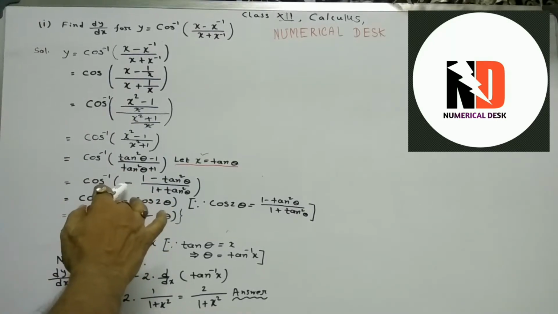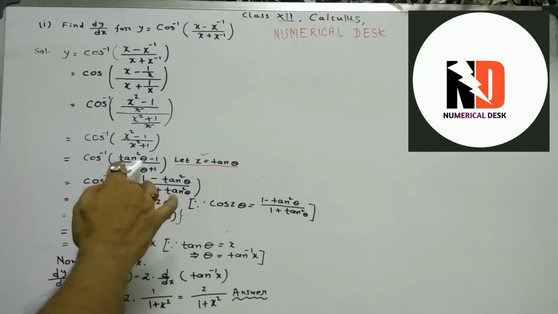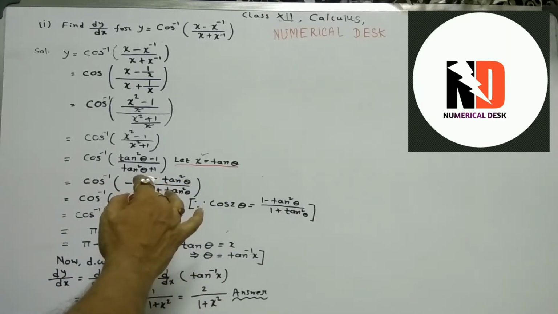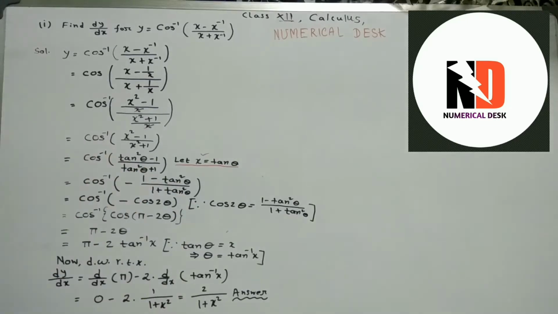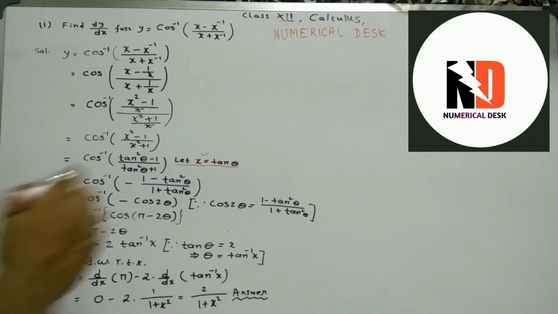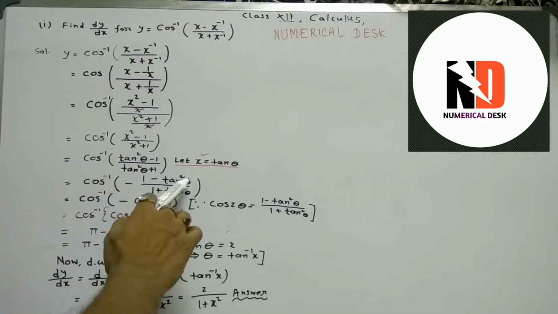Now what do we have to do? Now we have to make a substitution so that it becomes a standard form. So we have assumed x equal to tan theta. By seeing x square plus 1 by x square plus 1, we guessed that x equal to tan theta is the best substitution, so that it will convert to some standard form. See what is going on.